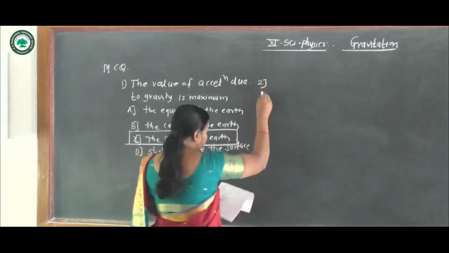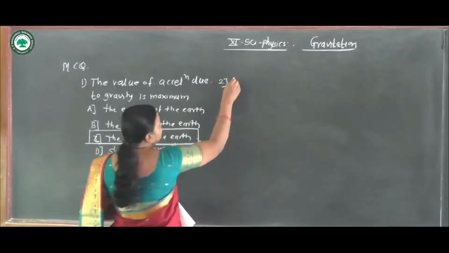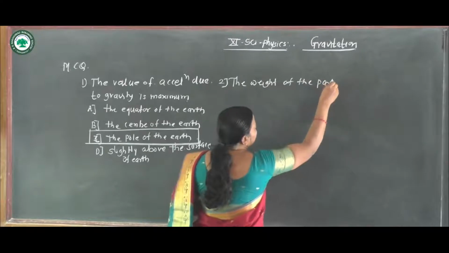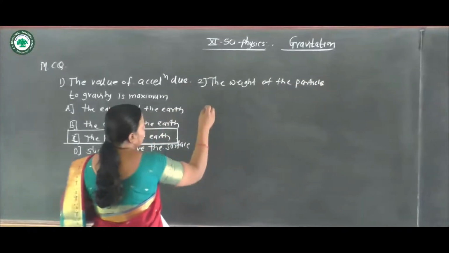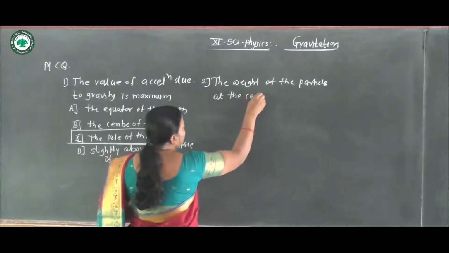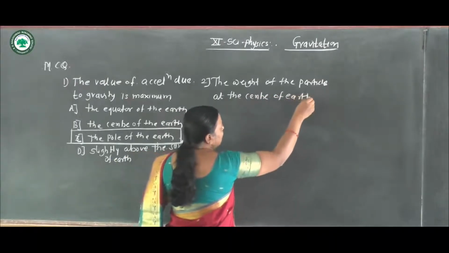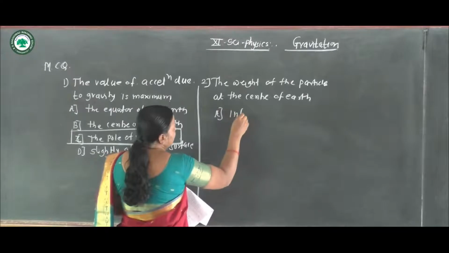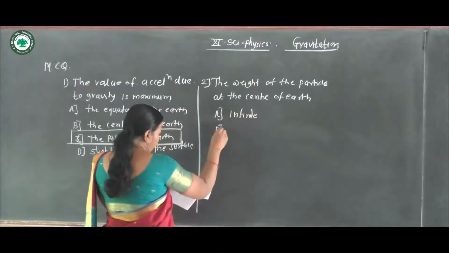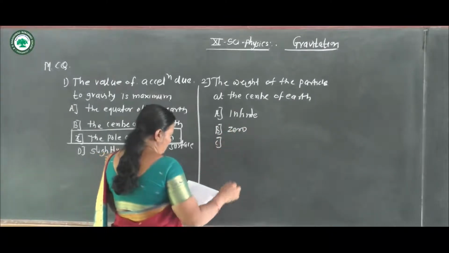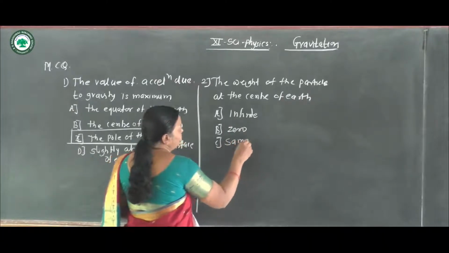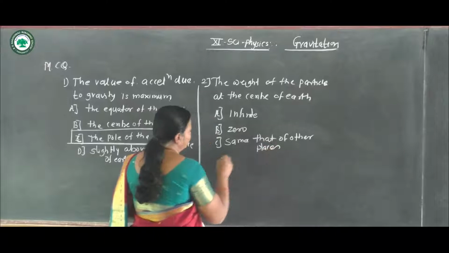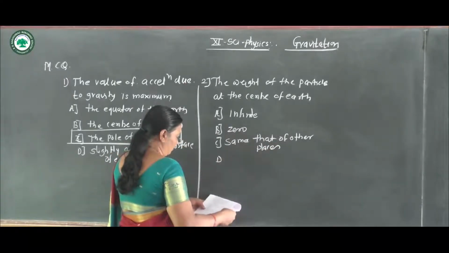Now second, the weight of the particle at the center of earth is: A, infinite; B, 0; C, same as that at other places; and the last, greater than at the pole.